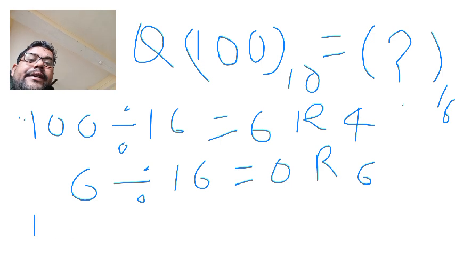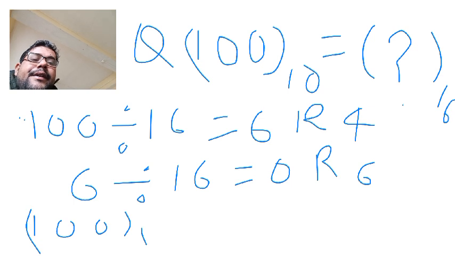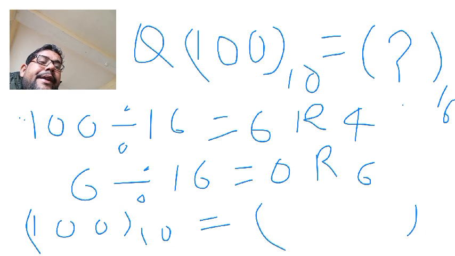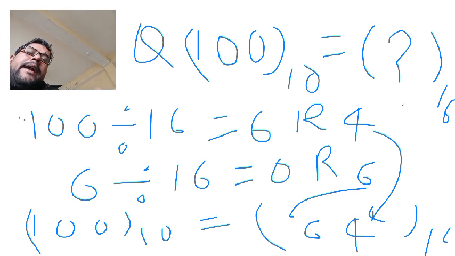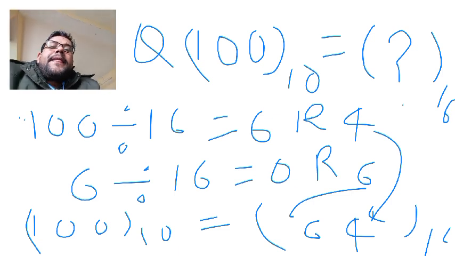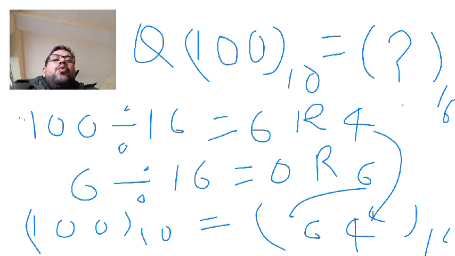So we should write here: 100 in decimal number converted into hexadecimal. How? You should write here 6 and here 4. So 100 in decimal can be written as 64 in hexadecimal. This is how to convert a decimal number to hexadecimal.